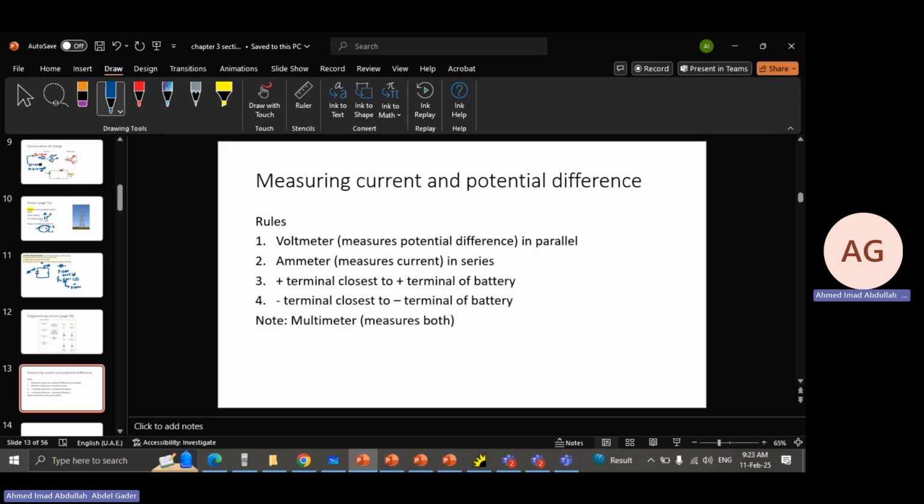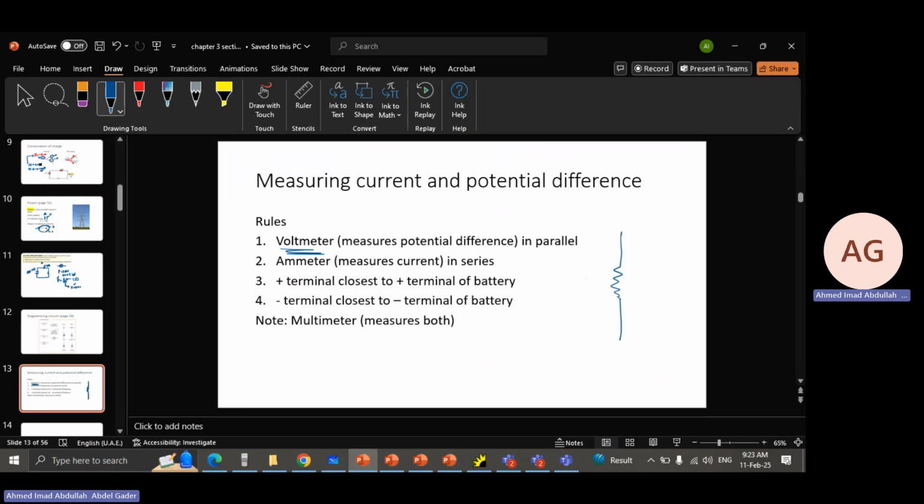Now, how do we measure current and potential difference? There are ways to calculate current and potential difference, and there are ways to measure them. So to measure potential difference, we use a device known as a voltmeter. And voltmeters are always connected in parallel to the device.